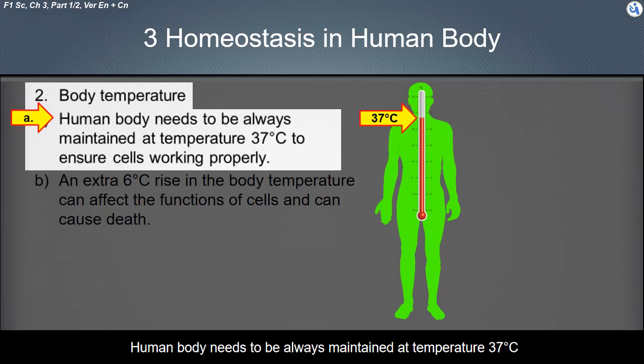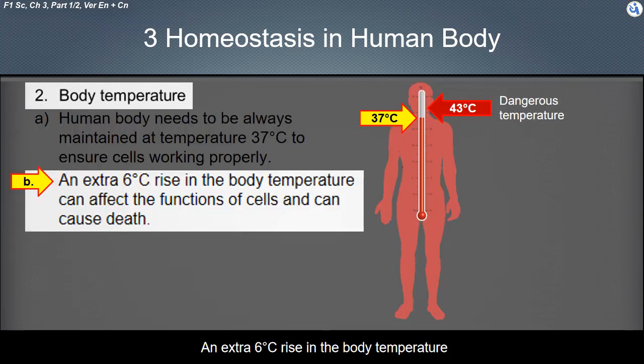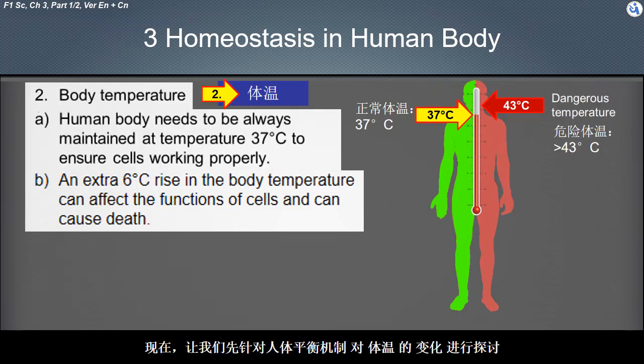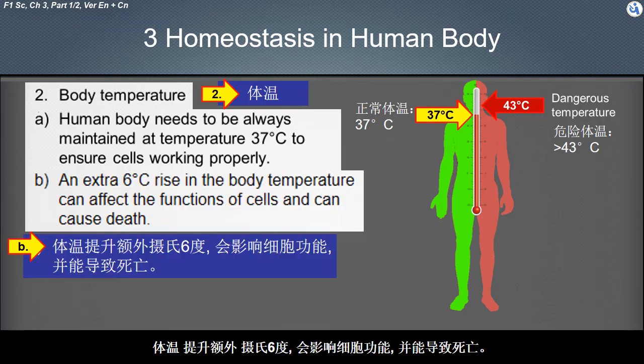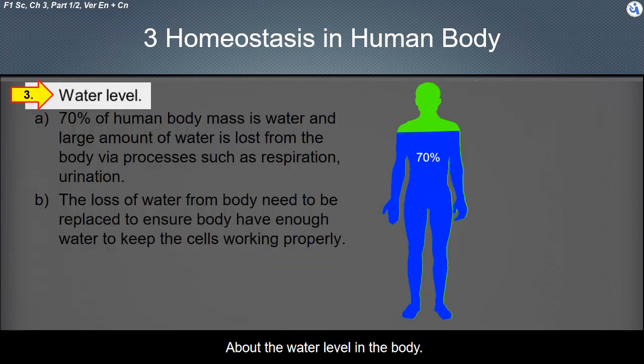Now, let's talk about the homeostasis for body temperature first. Human body needs to be always maintained at a temperature of 37 degrees Celsius to ensure cells working properly. An extra 6 degrees Celsius rise in the body temperature can affect the functions of cells and can cause death.